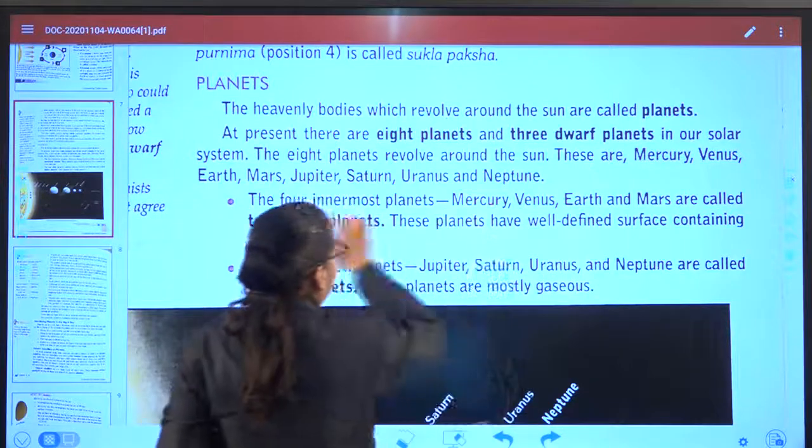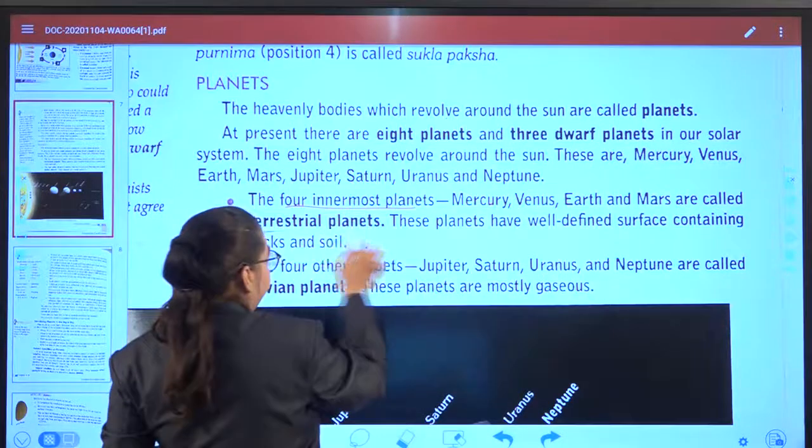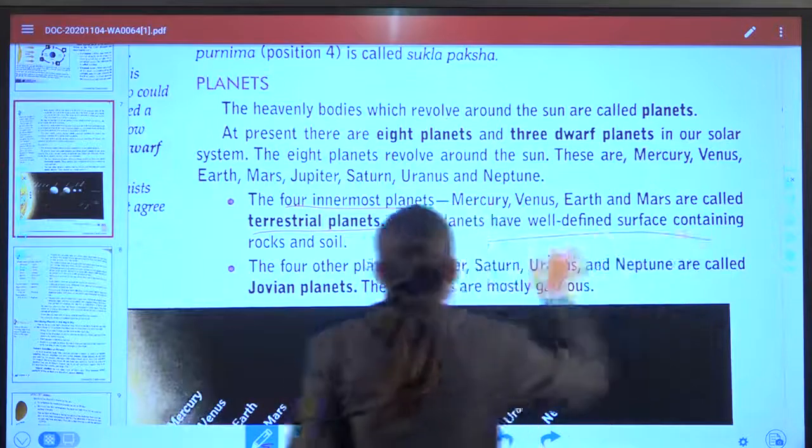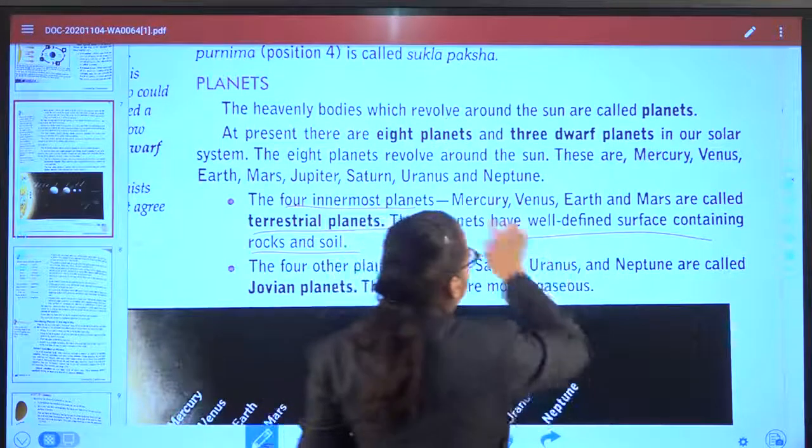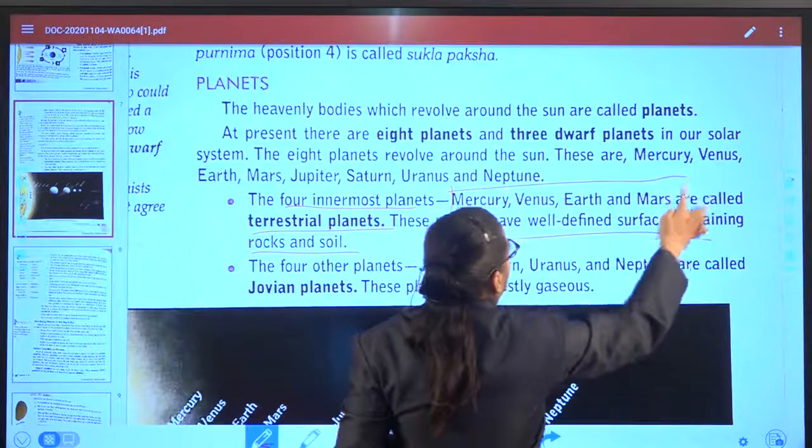The terrestrial planets are having the structure like the Earth is having. Mercury, Venus, Earth and Mars.